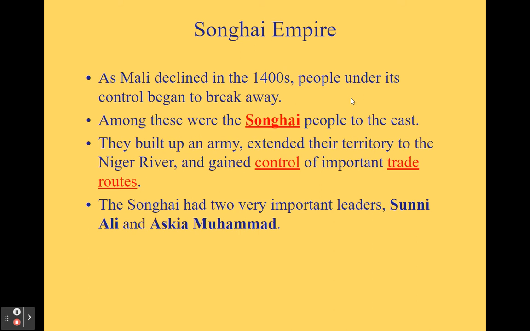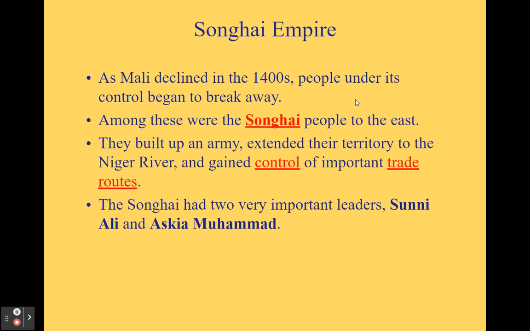So as Mali declined in the 1400s, people under its control began to break away, and among those were the Songhai people in the east. They built up an army, extended their territory up to the Niger River, and gained control of the important trade routes. All right, if you can control the trade routes, you're going to control a huge empire because you are going to have money and you are going to have power. You want to control the trade routes.